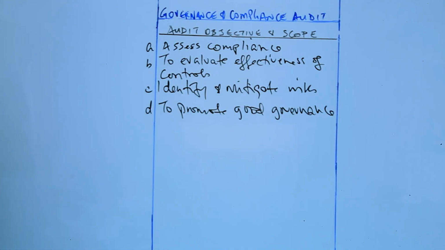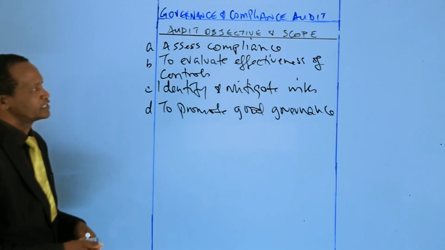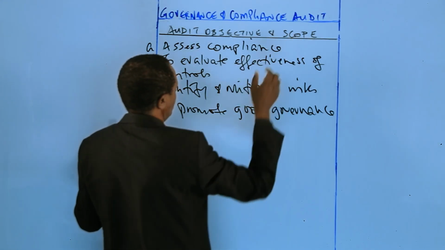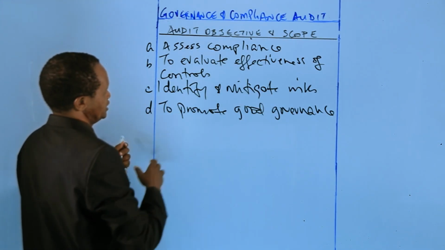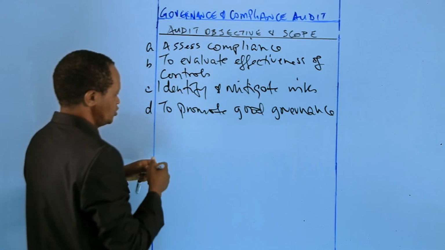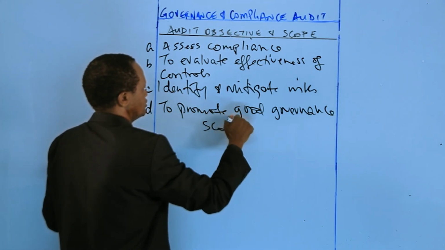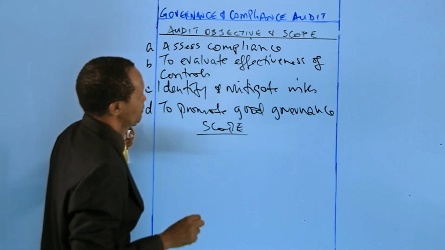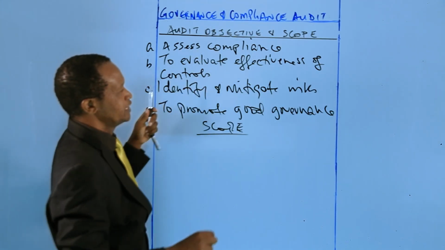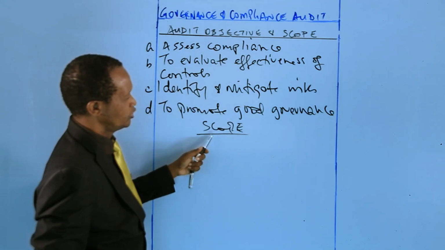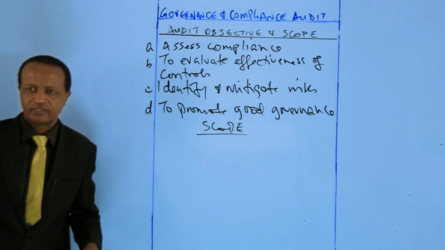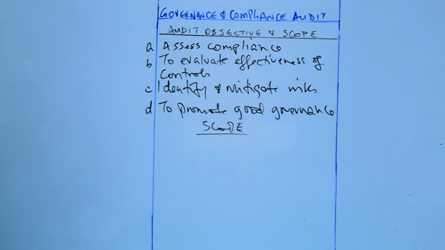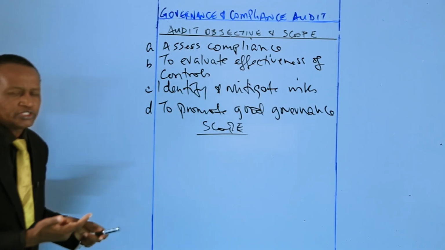Now let's discuss the audit scope. That is audit objective, then let's have a look at the audit scope. Now the scope is the what and the where of the audit. The audit objective is the why of the audit. The audit scope is the what and where of the audit, and it defines the boundaries of the audit.